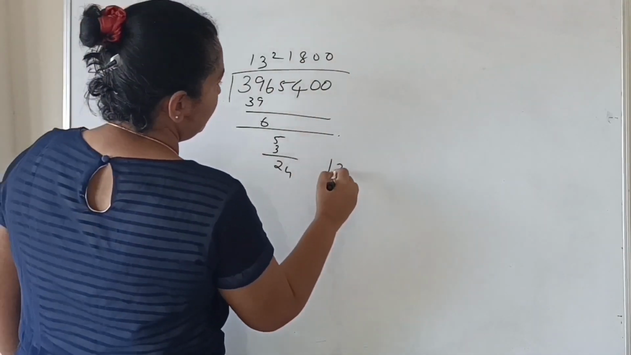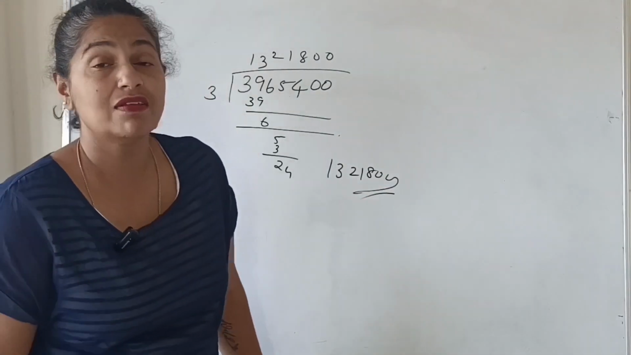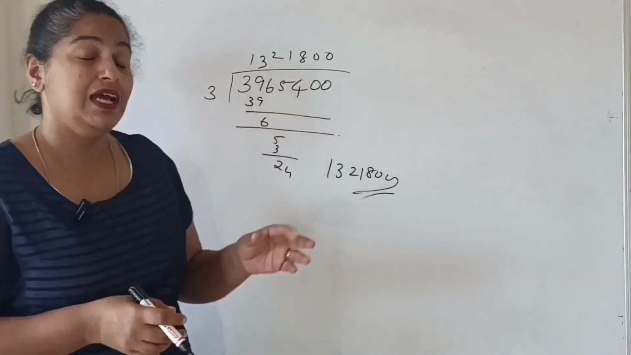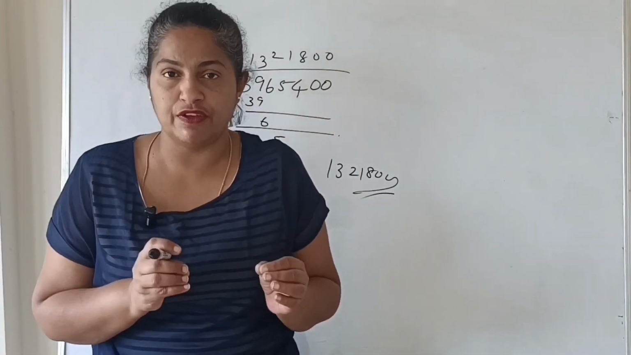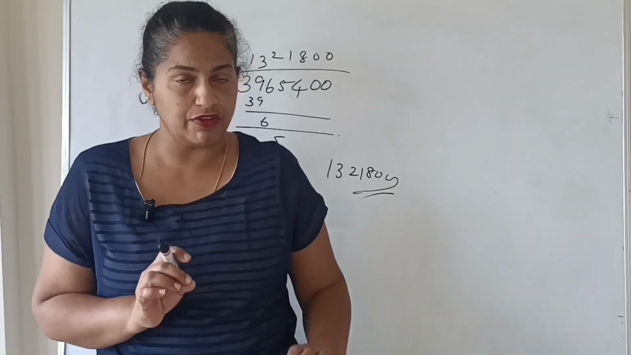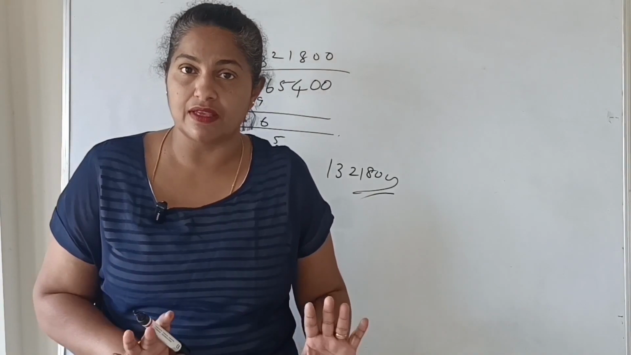I will get 1321800, which means that there is no remainder. The number is completely divisible by 3. So what will I say? This number has a chance of being a perfect square, but unless I actually find it out, I am not sure whether it is a perfect square or not, but it definitely has a chance. That's the maximum you can say.